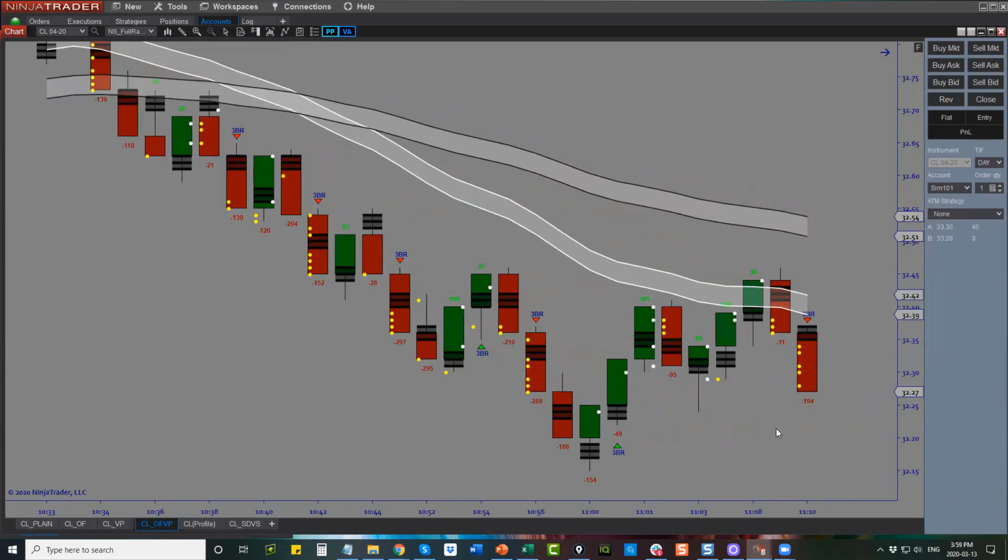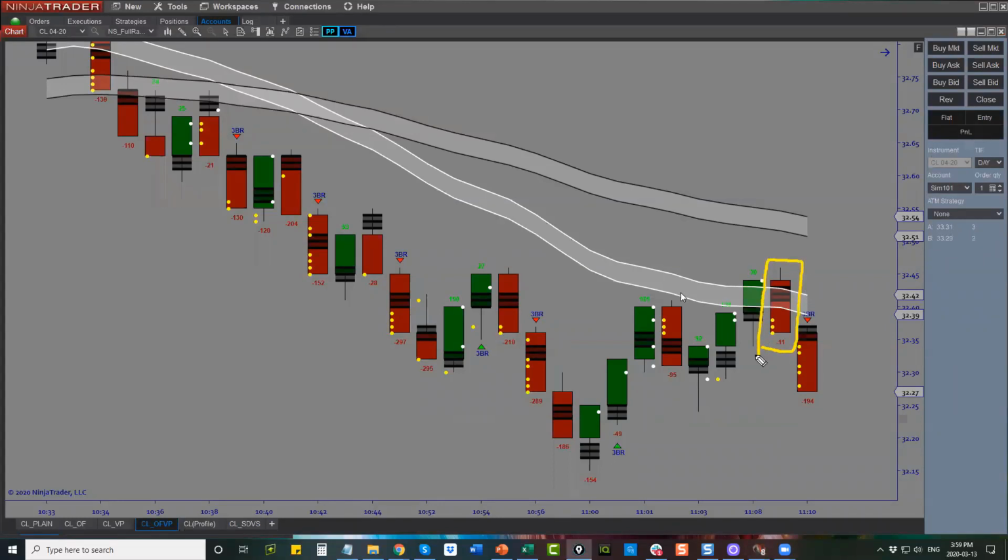You can see the completion of volume, okay, on that rotation. You can see that the delta flip happened right here. That's that number two entry. What about the 3-bar completion? Met with a bunch of order flow.